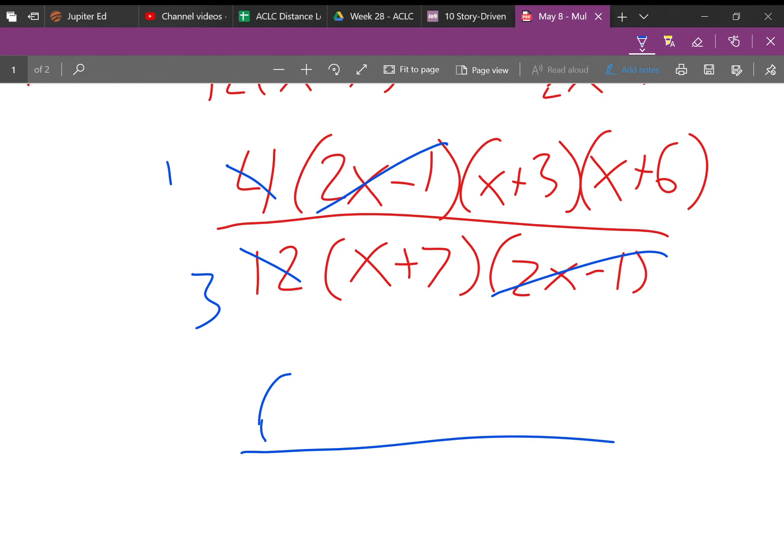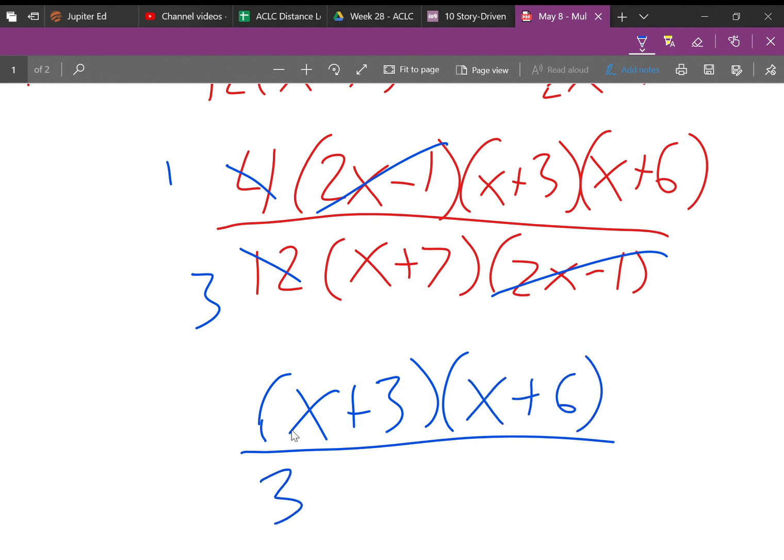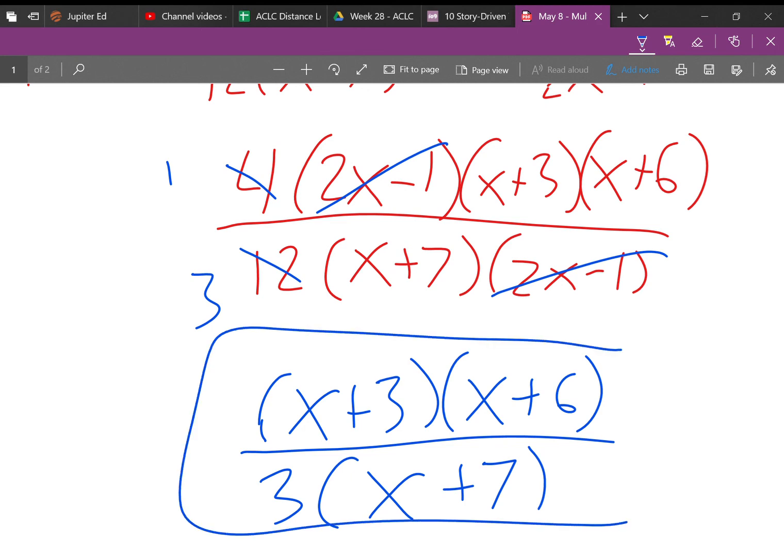I still need parentheses, though. And that's because the x plus 3 is still multiplied by something, which in this case is x plus 6. On the bottom, I do have that 3 there. And then I also have x plus 7. And you do need to use parentheses here because of that 3. So that's my answer.